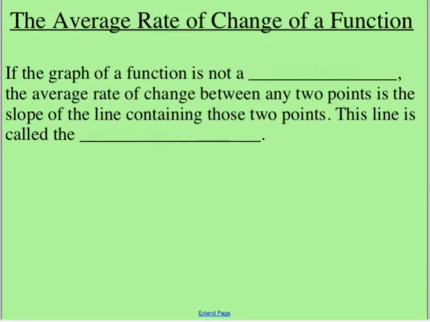The average rate of change of a function. So this is target 1.8. It says if the graph of a function is not a straight line, the average rate of change between any 2 points is the slope of the line containing those 2 points. And this line is called the secant line. Average rate of change is similar to slope. I'll show you an example.